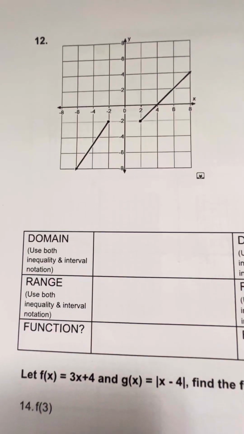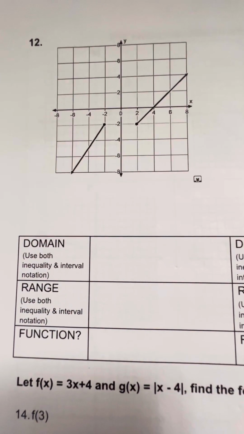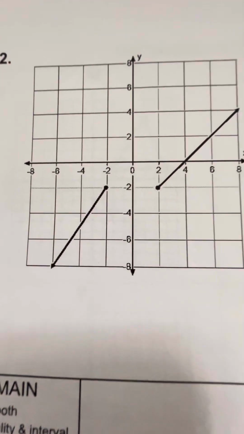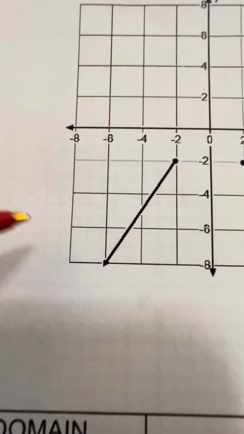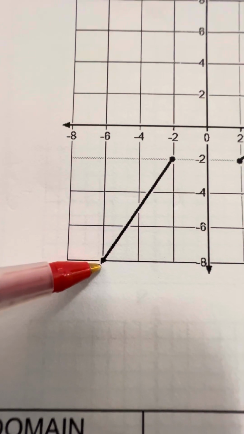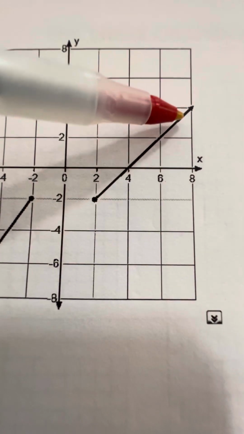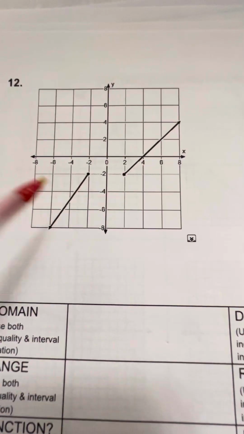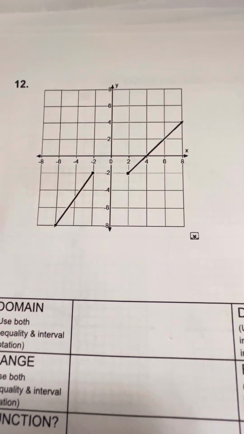Welcome everybody. We are here doing domain, range, and whether or not it is a function. So we're going to look at this a little bit closer. You can see that there's an arrow here as well as an arrow here. So that is going to be helpful for us in a few minutes. And we do see that there is a break here in between.